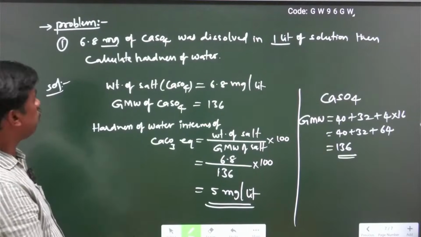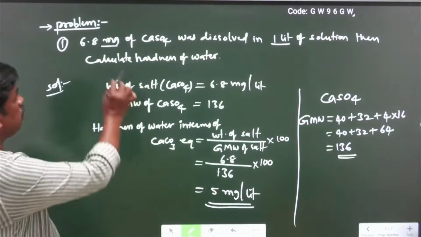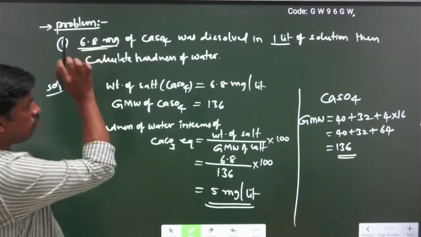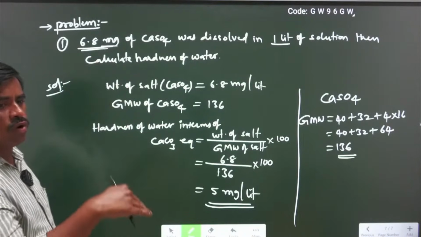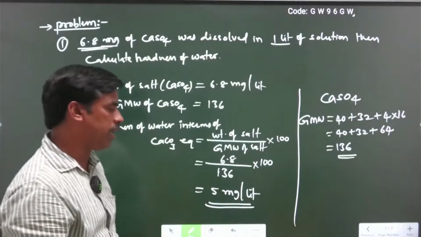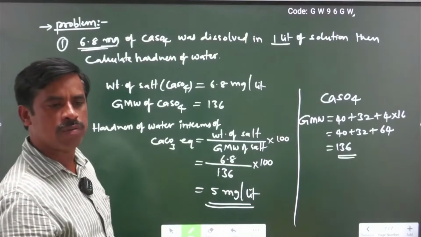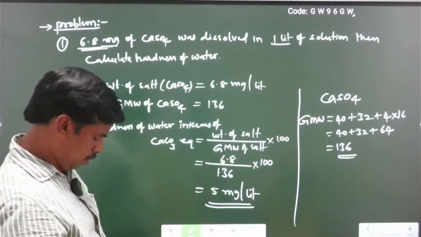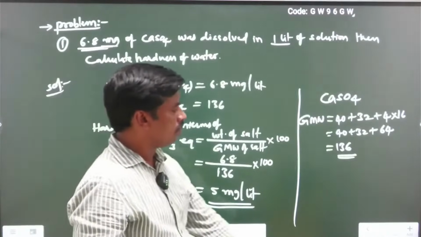This is a simple problem I have given, with only one salt. In your major examination, they give 2 or more salts, and they ask how to calculate temporary and also permanent hardness of water. They ask this in the examinations.